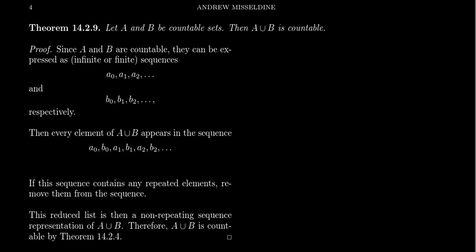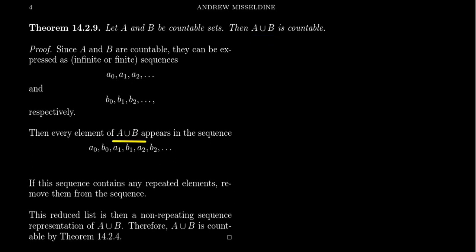All the elements of A will look like A0, A1, A2, and keep on going. If it's finite, this will eventually terminate. If it's infinite, it'll go on forever. Not a problem. Do the same thing for B. Every element of B can be listed: B0, B1, B2, B3, B4, and keep on going. Then, in order to show that A union B is countable, all we have to do is argue that the elements of A union B can themselves be listed.